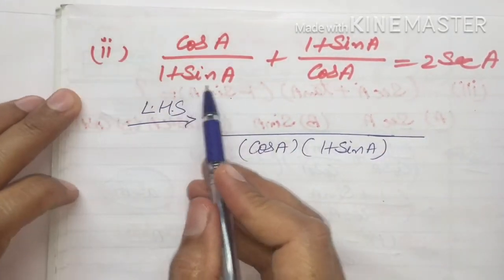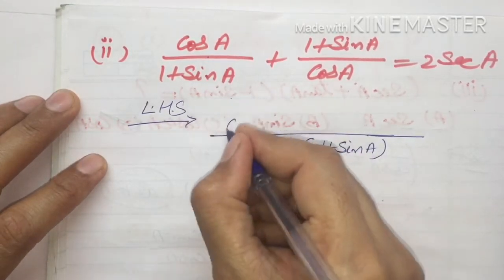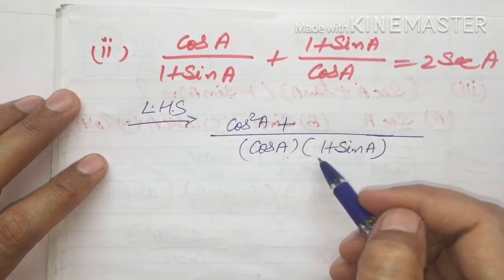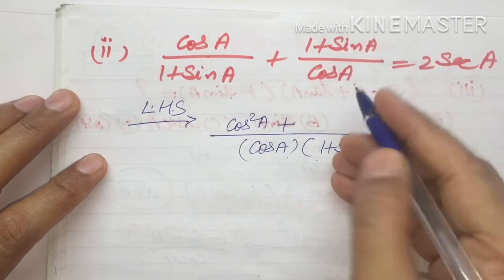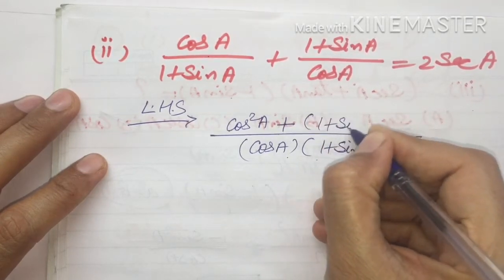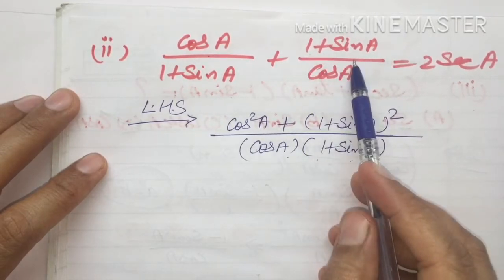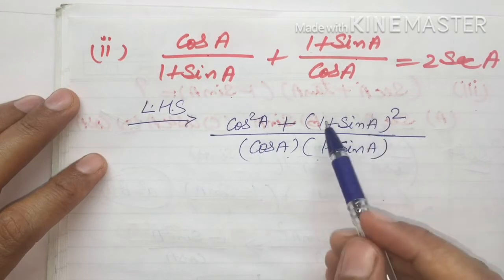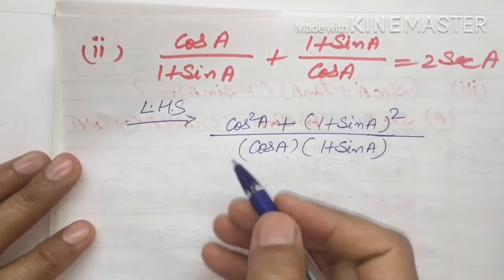So 1 plus sin is there, so cos a will multiply in the numerator of this, so it will be cos square a, plus cos a is there, so 1 plus sin a will multiply in the denominator, and it will be 1 plus sin a and square of that. 1 plus sin a already there, and 1 plus sin a from the LCM, so whole square of 1 plus sine A.